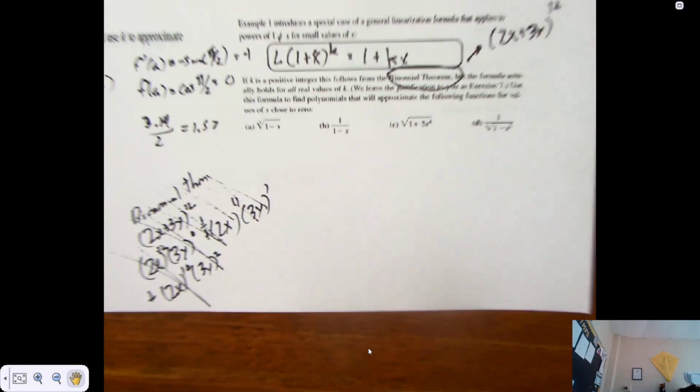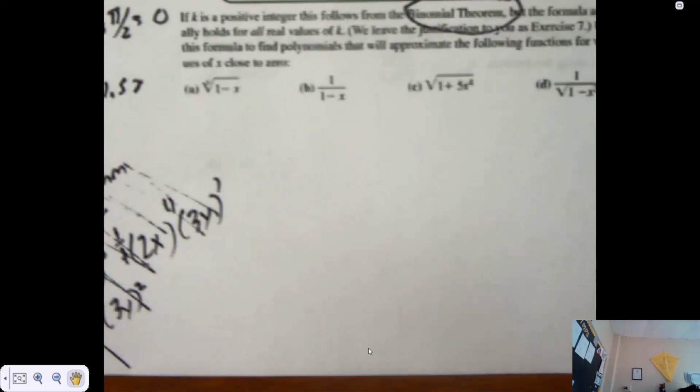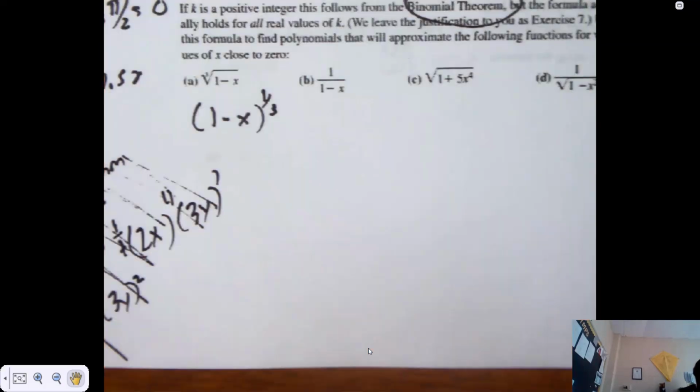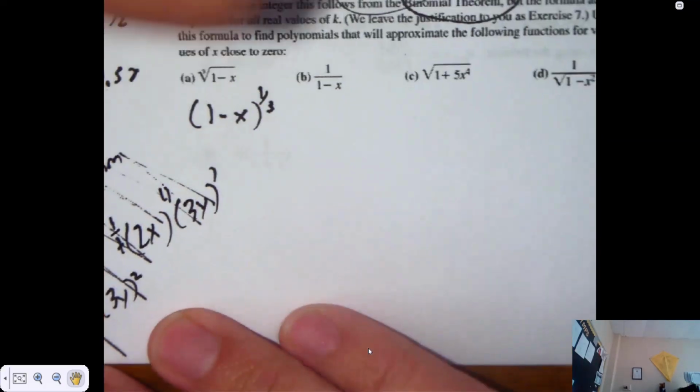Okay, well, anyways, if you have no idea what that's talking about, let's just follow the formula and not worry about it. So we're supposed to write the linearization of these things. This is the cubic root of 1 minus x. So I would view that as a 1/3 power, and just follow the formula for the linearization.